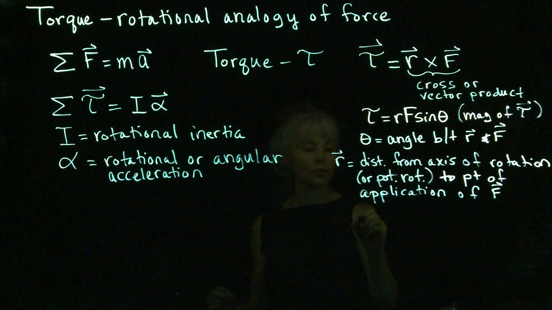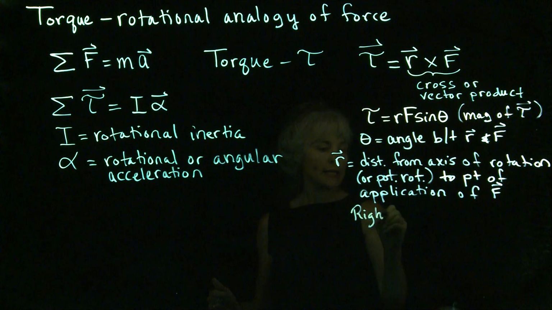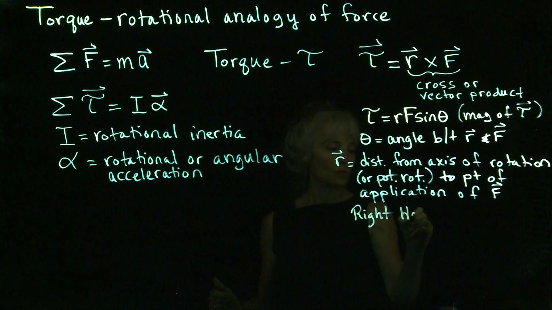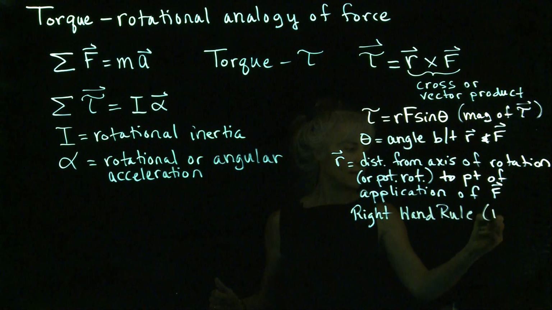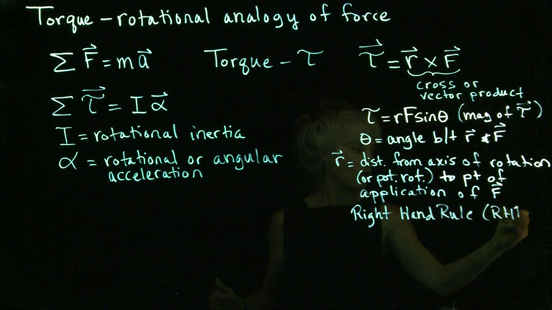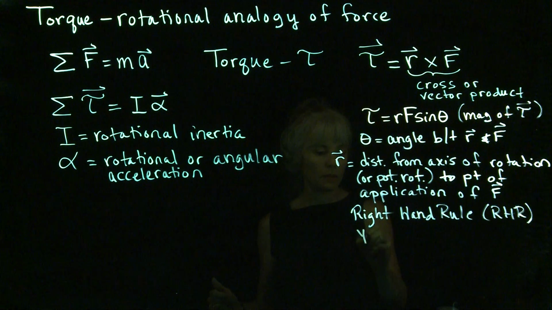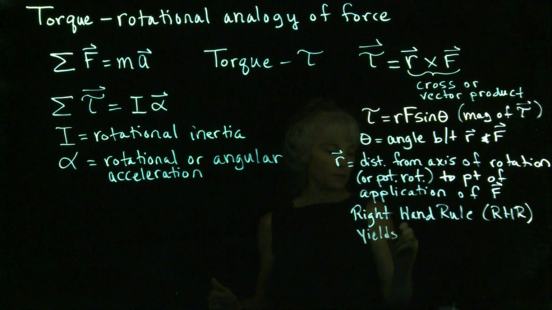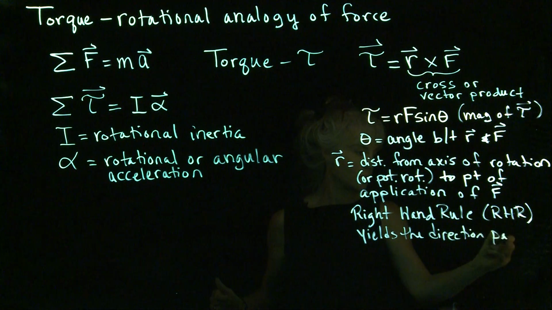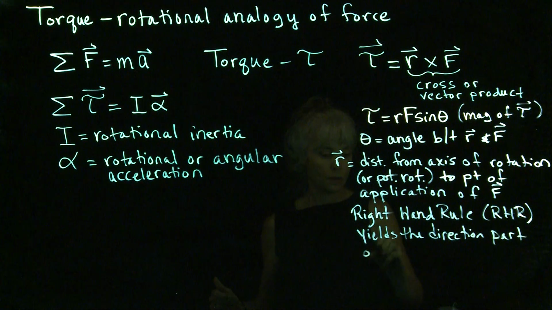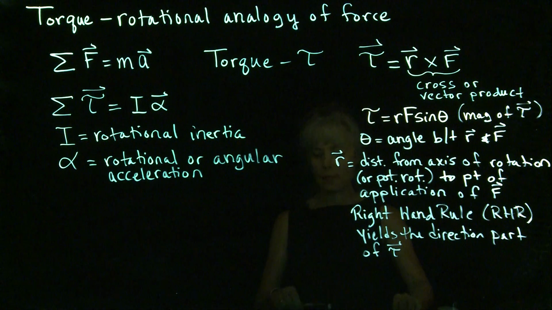The direction part of the torque comes from the right-hand rule. So the right-hand rule, which we will abbreviate as RHR, yields the direction part of torque. Okay, so let's look at an example of how that happens.